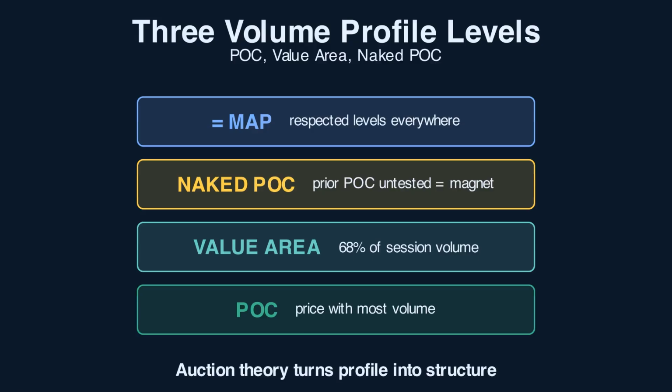2. Value area. The range that contains roughly 68% of the session's volume, typically POC plus and minus 1 standard deviation. Inside the value area is fair, outside is rejection. 3. Naked POC. A prior session's POC that has not been retested. Price tends to return to naked POCs, they act as magnets. These three together form a structural map that's dramatically more reliable than horizontal lines drawn by eye.